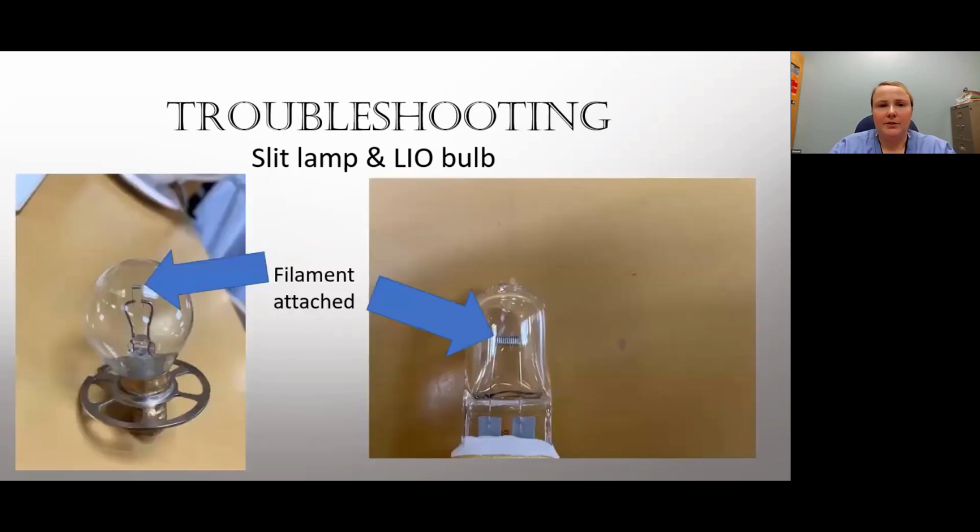So I do have some pictures. On the left here is a slit lamp bulb that we use on our Haag-Streit slit lamps. And right here you can see where it's keyed, on the left, where it goes in, and here's where the filament is attached. Here's one for an LIO that we use on our Heine indirects. You can see as well the filament is attached there, so you know it's a good bulb.